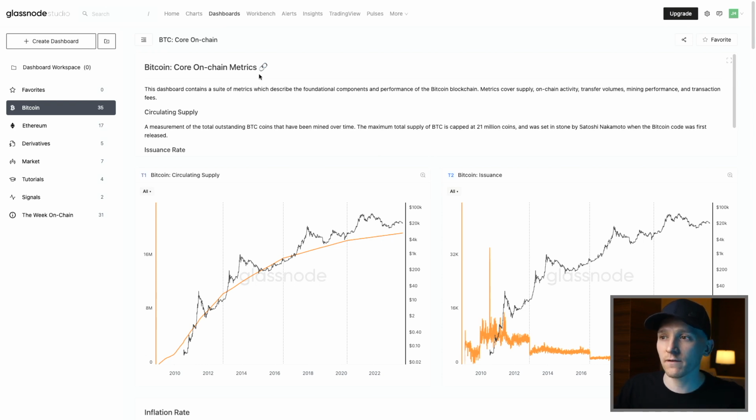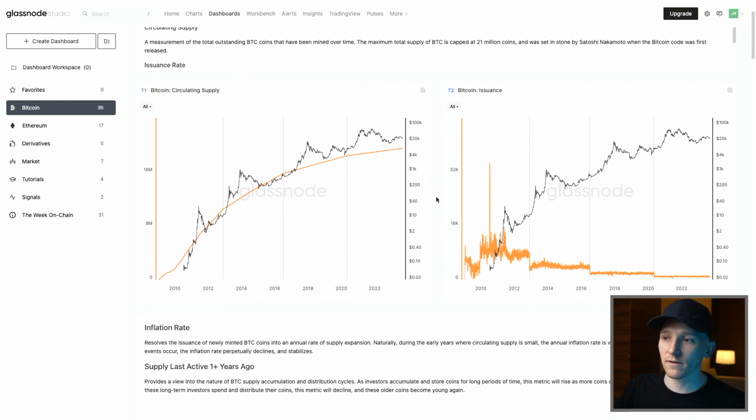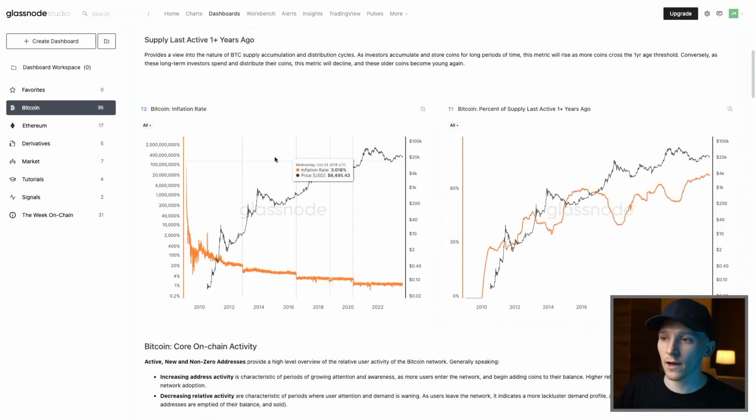So the first one is, if we just click on dashboards, you can click it up here as well. We're going to look at the Bitcoin dashboards here. This is just an overview. And firstly, we can see very, very simple metrics. So if we scroll down here, we can see the Bitcoin inflation rate.